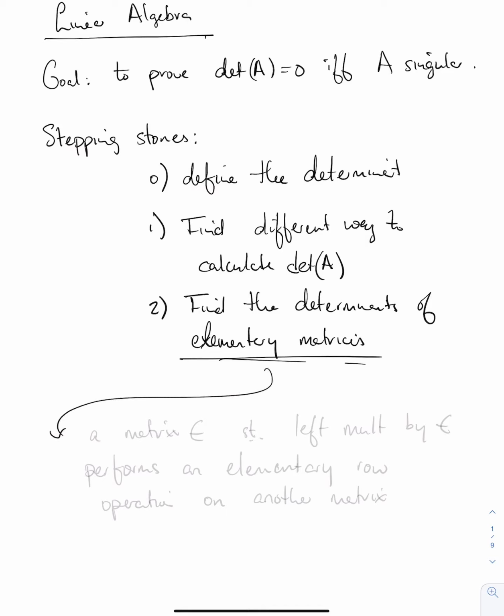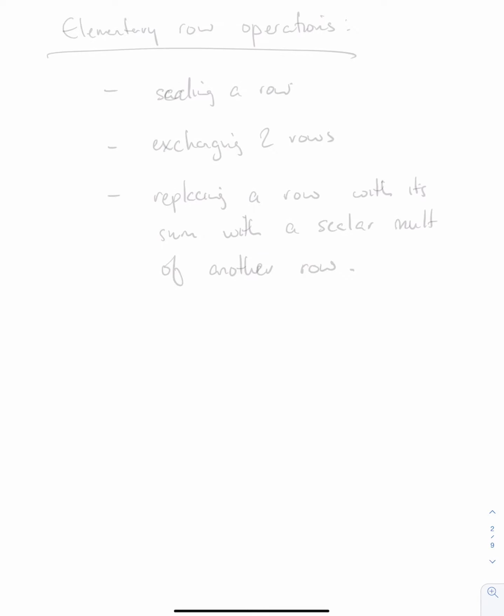Just to remind you what these are, an elementary matrix is a matrix E such that left multiplication by E performs an elementary row operation on another matrix. Let me remind you what elementary row operations are. That's not how you spell elementary.